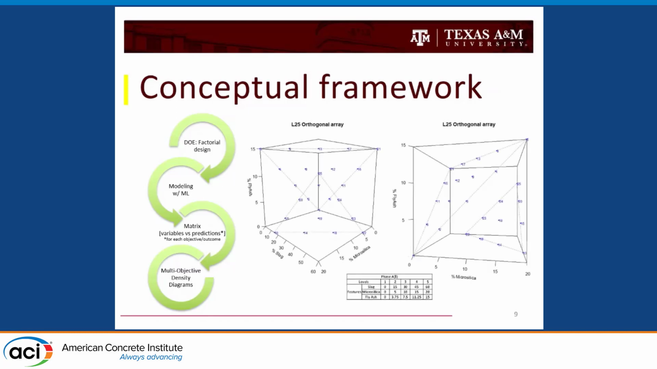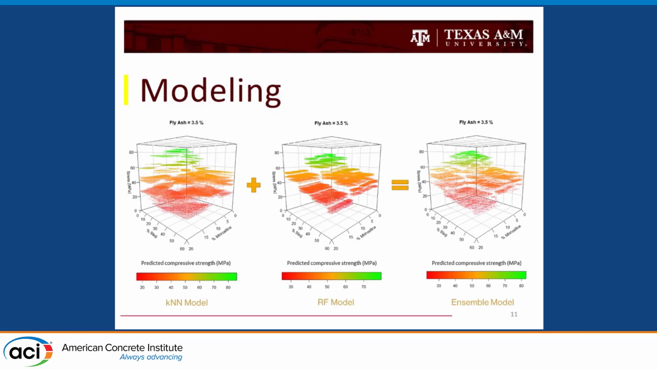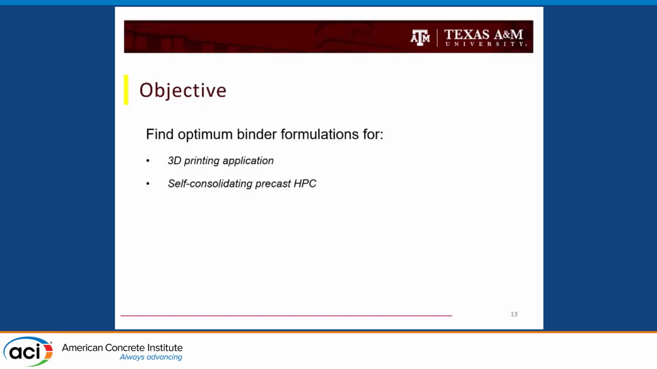So this is an example of an orthogonal array that we used in a previous study, where you see we can collect strategic data points in the domain to model and estimate the behavior, not necessarily predict to the highest accuracy, but you can at least understand what's going on in that domain. In this particular study, we used two algorithms, KNN and random forest. We used an ensemble technique that allows us to join these two models to improve prediction in the domain.